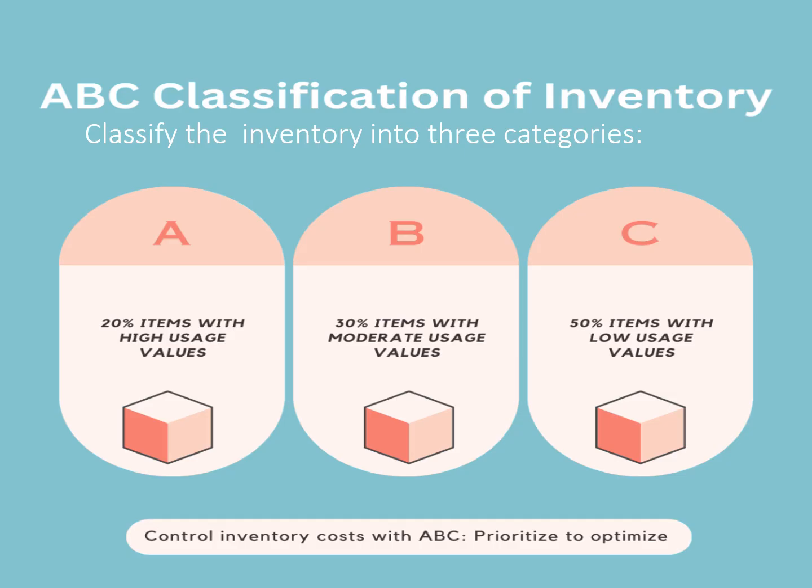ABC analysis: in this area of descriptive analytics in inventory, we classify the inventory into three categories. A items for high value and low quantity, B items for moderate value and quantity, and C items for low value and high quantity.